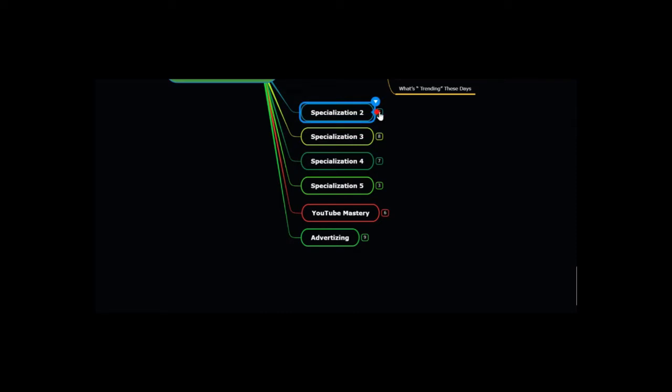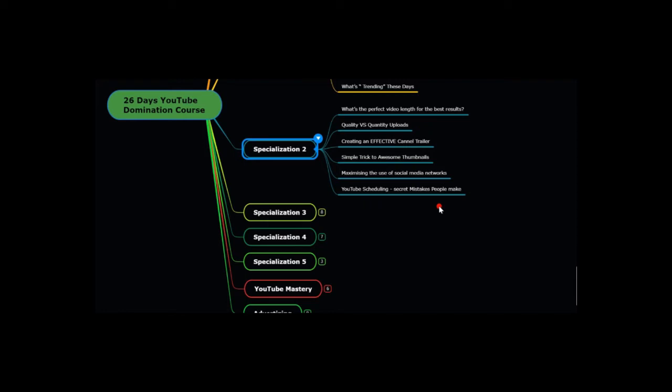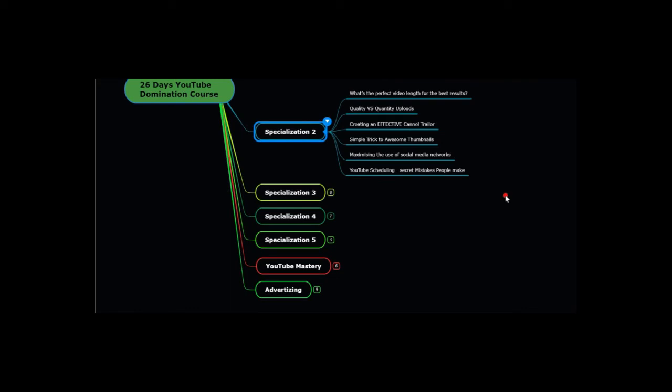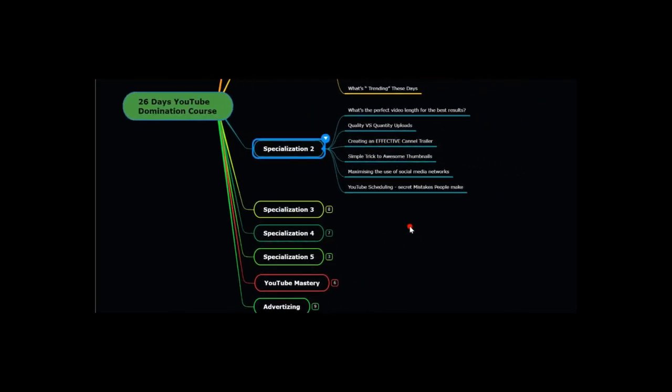And in specialization, what all will we cover? The perfect video length for the best result, quality vs quantity of uploads, creating an effective channel trailer, and a simple trick to make an awesome thumbnail. Understand, thumbnail is the king of YouTube videos. If you create an awesome thumbnail, you will get clicked by users very quickly. Okay, and maximizing the use of social media networks, we'll cover that. And YouTube scheduling, the secret mistakes people make when you schedule a YouTube video. Most people make mistakes. Okay, so we'll cover it.